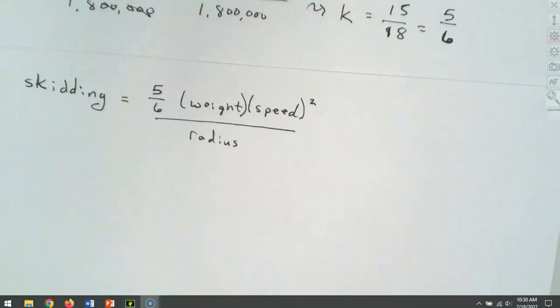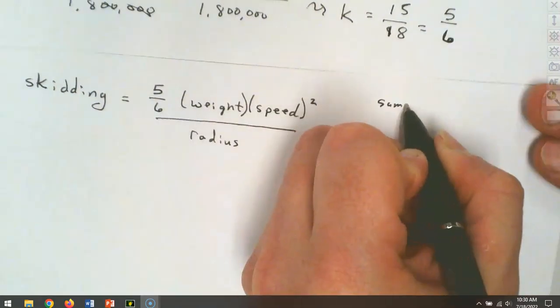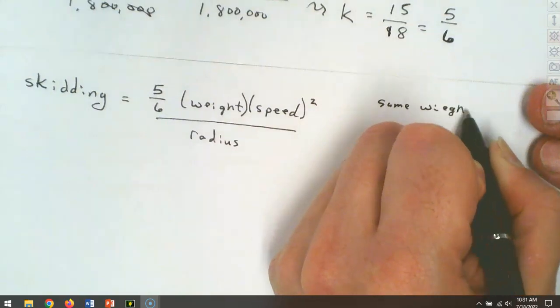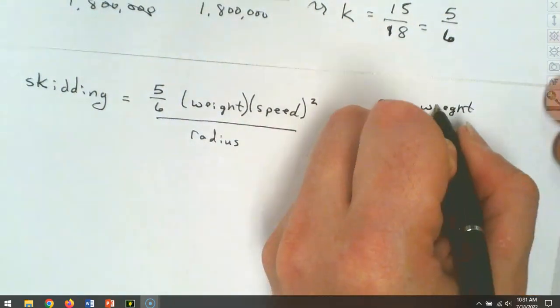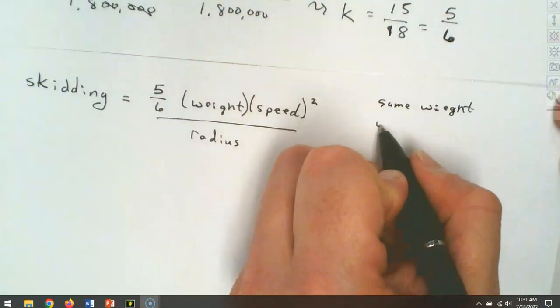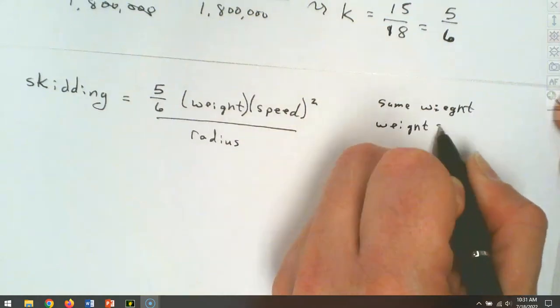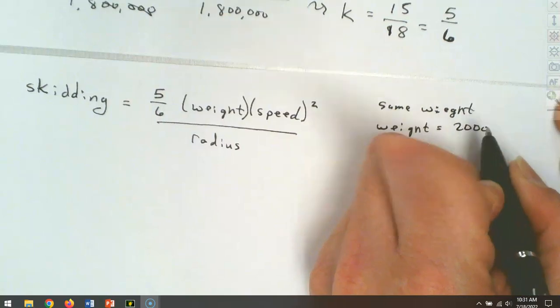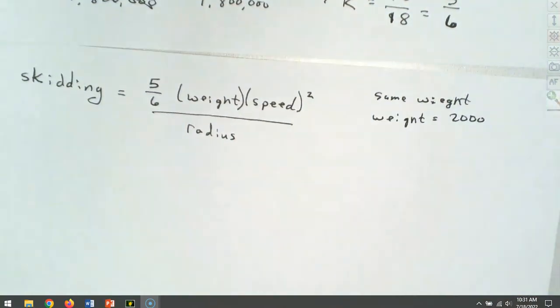Now we need to find out the force to keep the car from skidding here. And it says, what force will keep the same car from skidding on a curve that has a radius of 800 feet at 60 miles an hour? So we're going to use the same weight. So the same weight of the car. Okay, and the weight of that car is still 2,000. So the weight didn't change. Weight stays at 2,000 pounds.